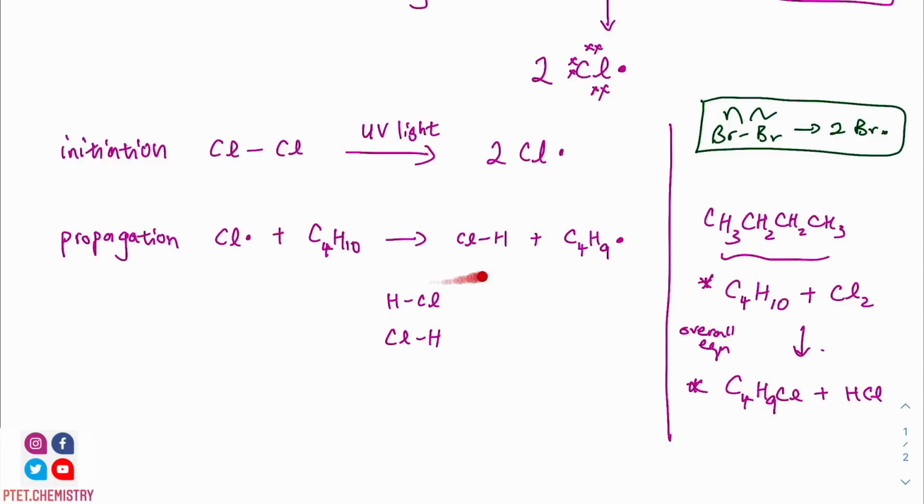This is a propagation because it propagates. Okay, it just keeps on going. Propagate means it just keeps on going, all right? You have a radical reacting with no radical. So basically, propagation involves a radical forming another radical. When you see a radical forming another radical, that is called propagation, all right?